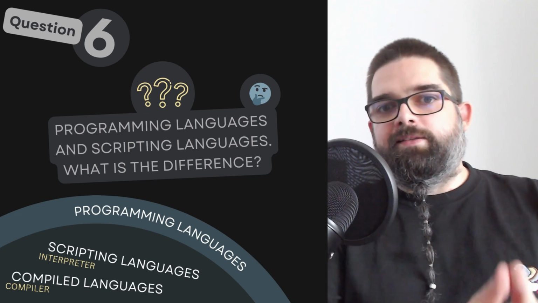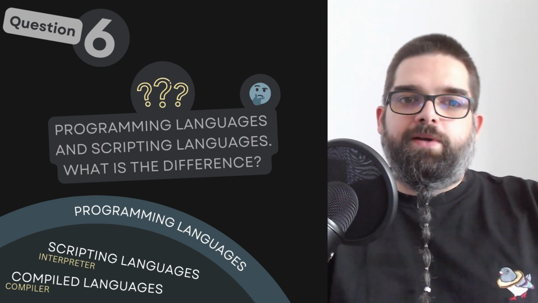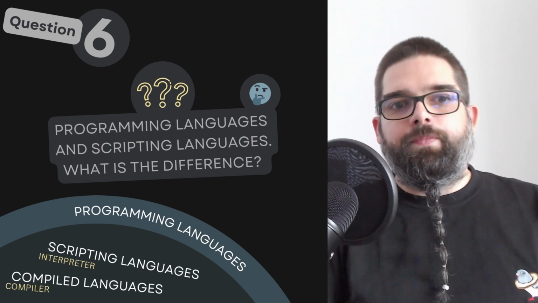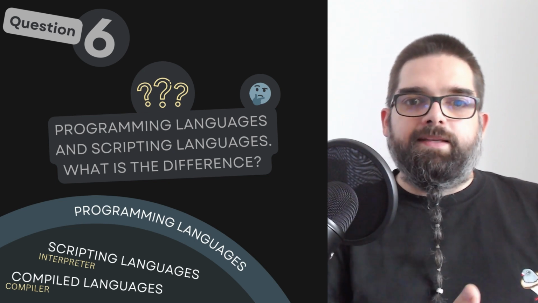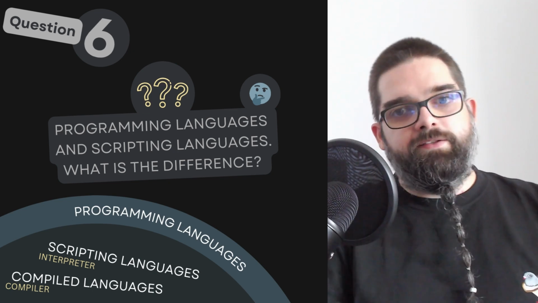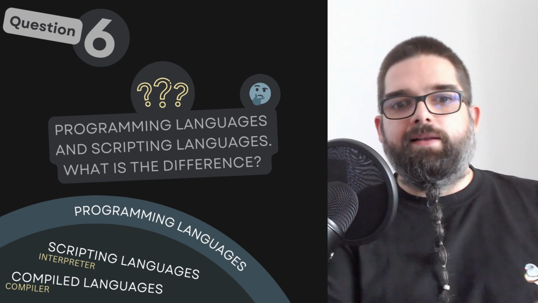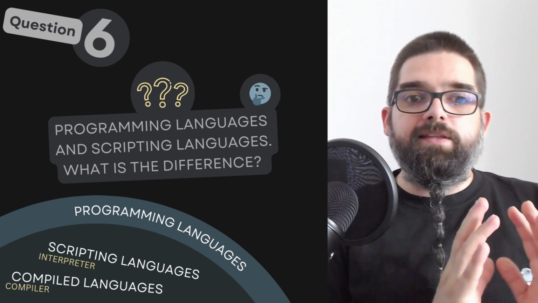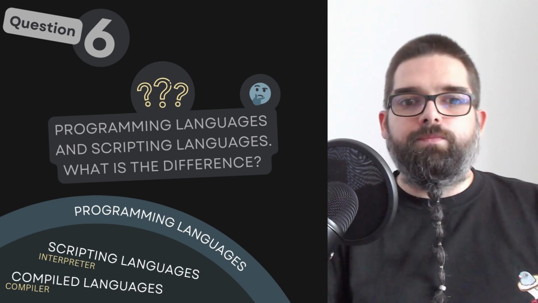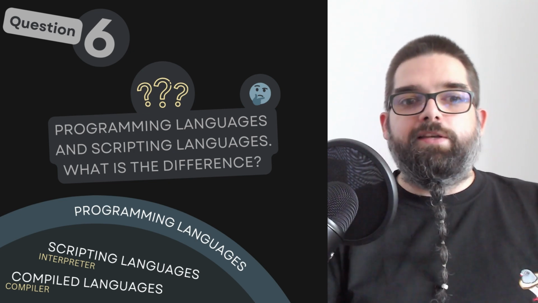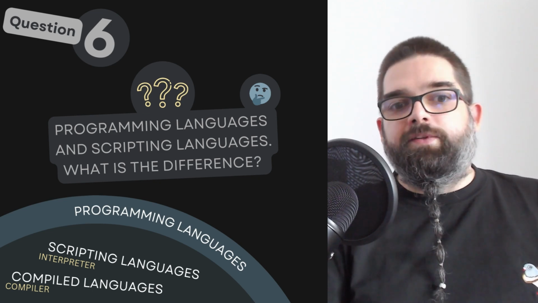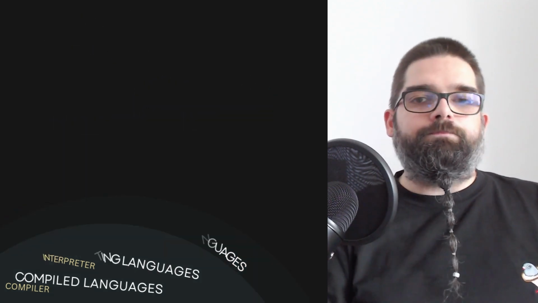Scripting languages do not require a compilation process per se, and they are just processed by an interpreter. That means that the interpreter goes through the code line by line and executes it. In the case of compiled languages, the code needs to be compiled first to machine language in binary code that is understandable by a processor. We already talked about it in the previous part of this video as well.